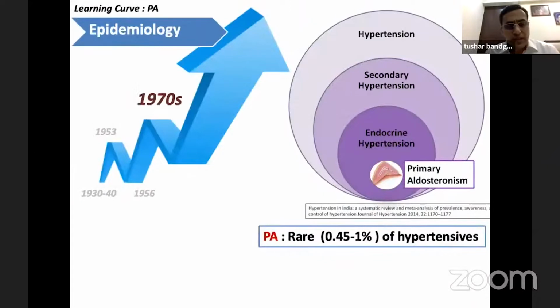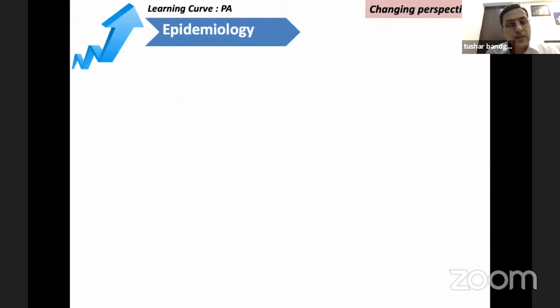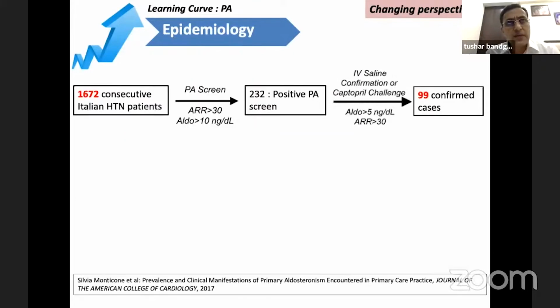Epidemiology: as I was saying, right from our medical schools, we've been told that this phenomenon is quite rare, less than 1% of total hypertensives. But more and more studies have questioned this dogma and have clearly shown that it's not rare anymore. It's becoming one of the most common causes of secondary hypertension.